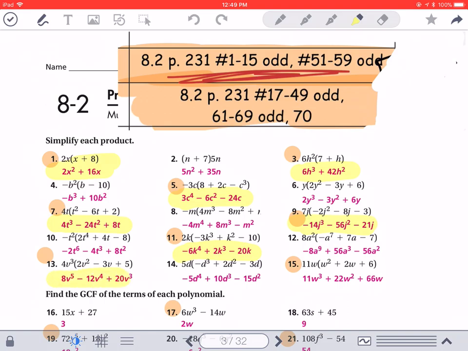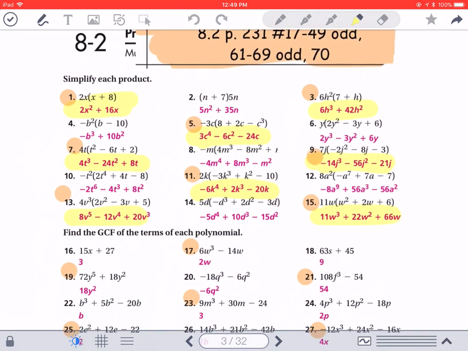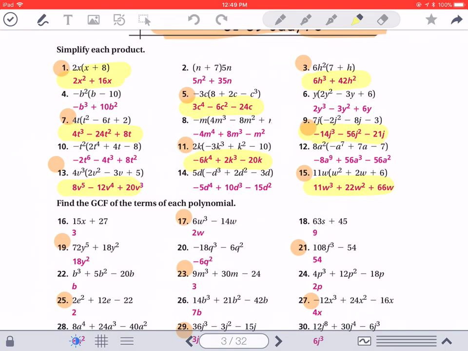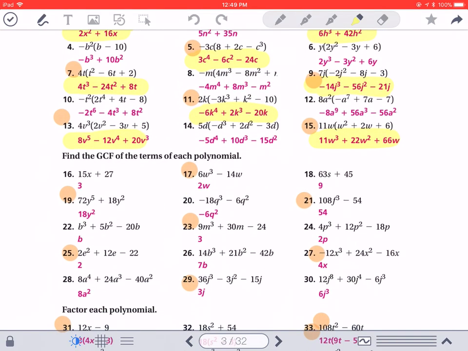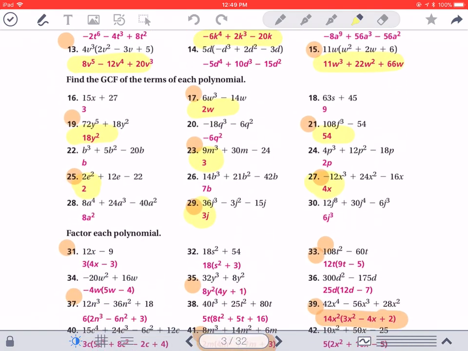Number 13, 8v to the fifth minus 12v to the fourth plus 20v cubed. Number 15, 11w cubed plus 22w squared plus 66w. 17 is 2w. 19 is 18y squared. 21 is 54. 23 is 3. 25 is 2. 27 is 4x. 29 is 3j.